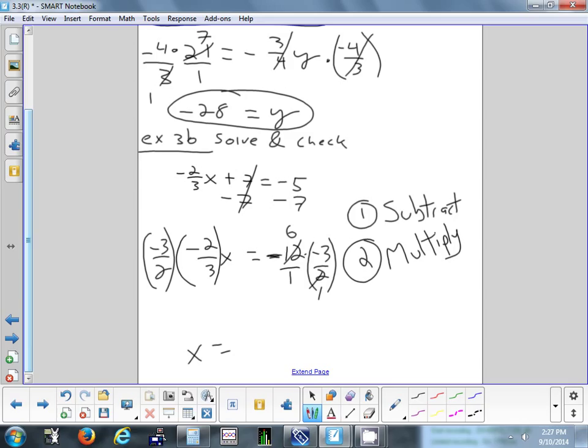What's negative 6 times negative 3? 18. Okay, 18. And that's what you should have gotten, 18. And in the bottom, it's just 1 times 1, so there is no denominator.